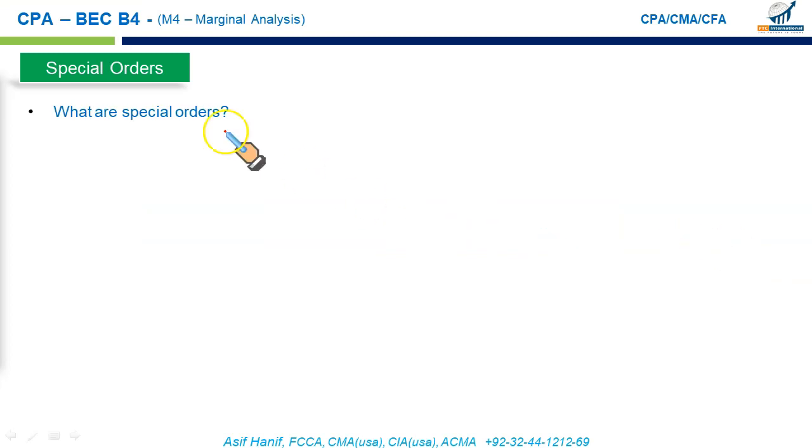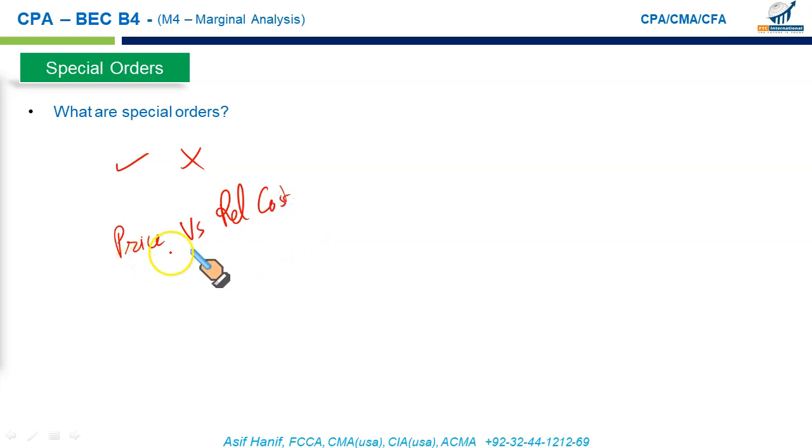Special orders. What are special orders? Sometimes we might receive certain orders outside our regular business activity. Now, should we take on this order or should we reject it? It involves marginal analysis. We will make a comparison between the price that is being paid for the special order versus the relevant cost of taking this order.